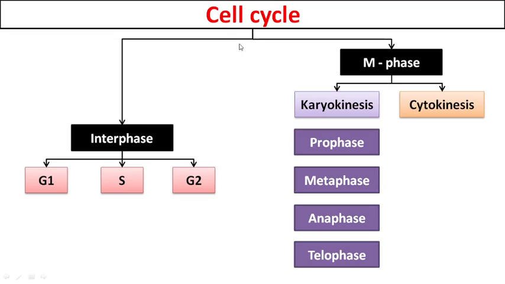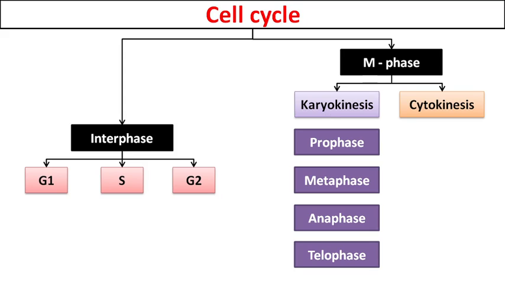So here is the coarse division of your cell cycle. The cell cycle can be divided into, as we just saw, interphase and M phase. Interphase itself is divided into three parts: G1, S, and G2. M phase is also divided into two parts. The first part is called karyokinesis. Always remember, you have heard this word a lot of times, karyo. You have heard it in prokaryote, you have heard it in eukaryote.